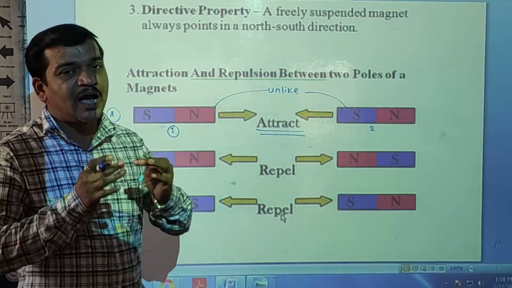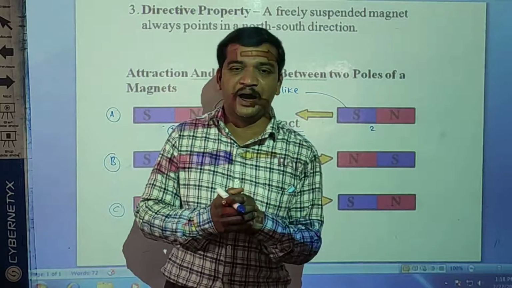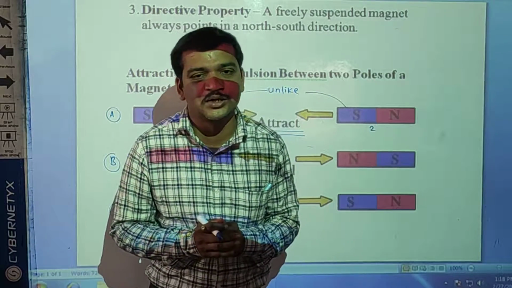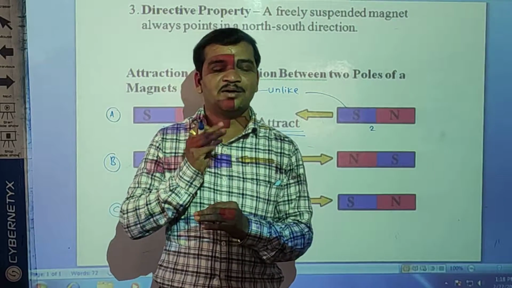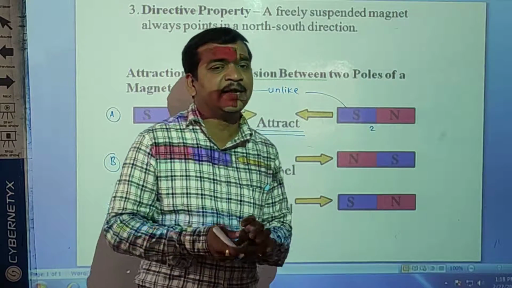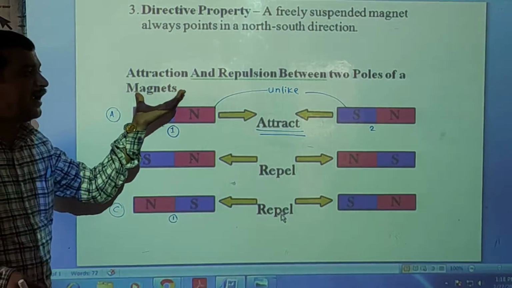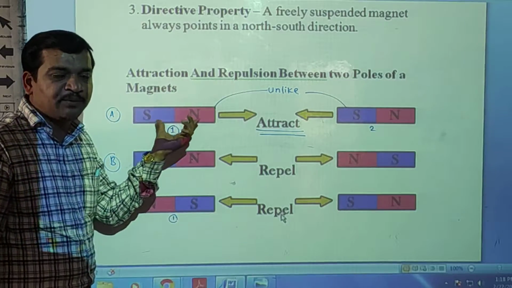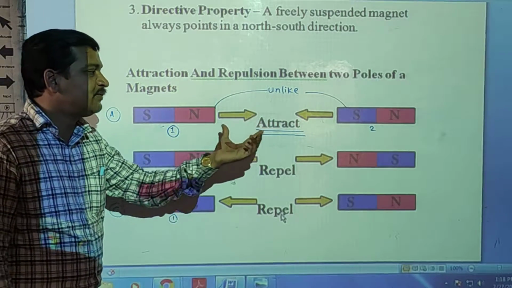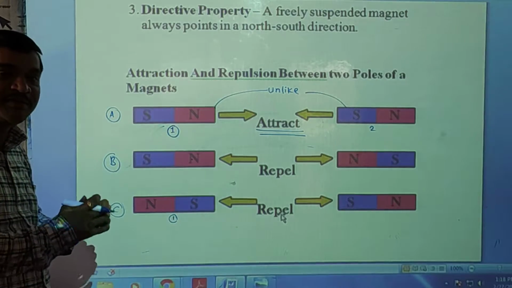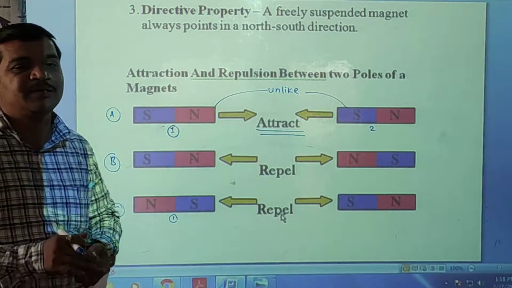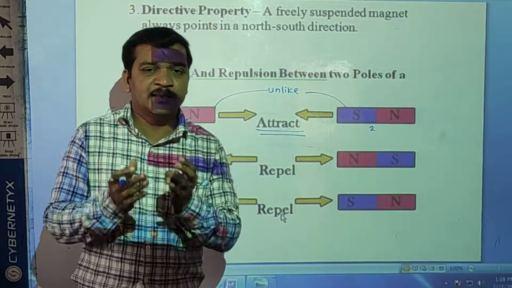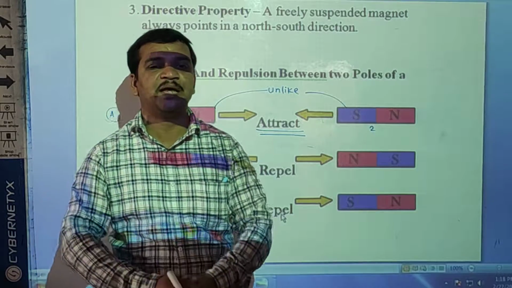Okay, students, I hope you understood today's part. So what have we learned? Today we have learned about the properties of a magnet, and then the second part, the attraction and repulsion between the two poles of a magnet. When the poles are like, there will be repulsion, and when the two poles are unlike, there will be attraction between the two poles.